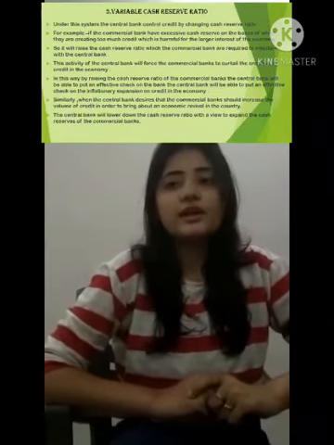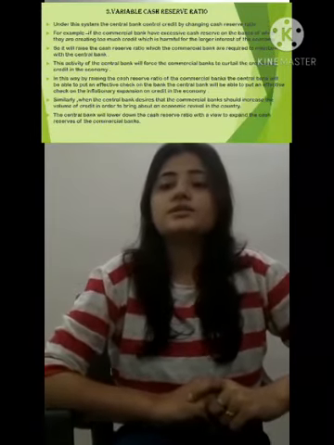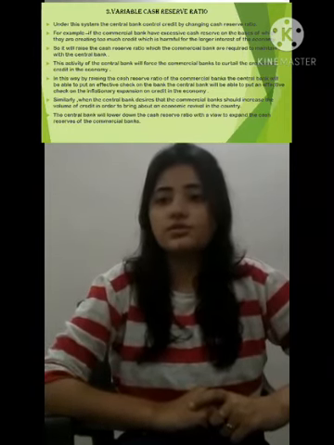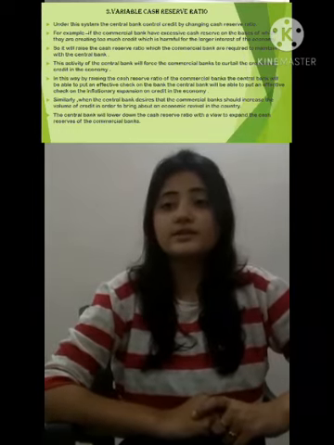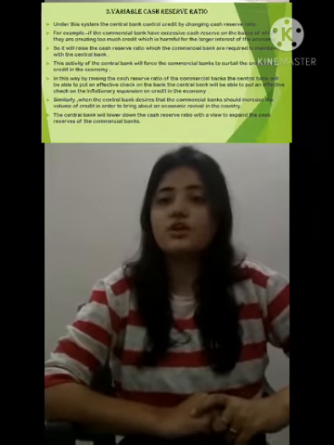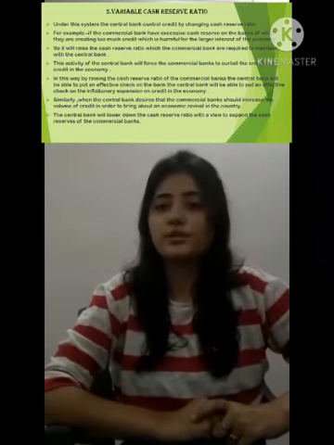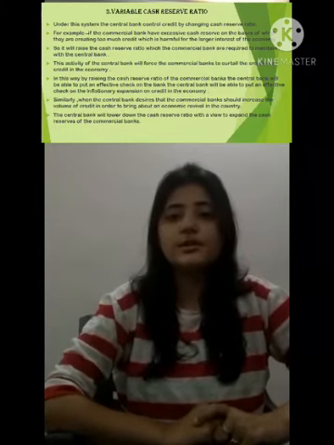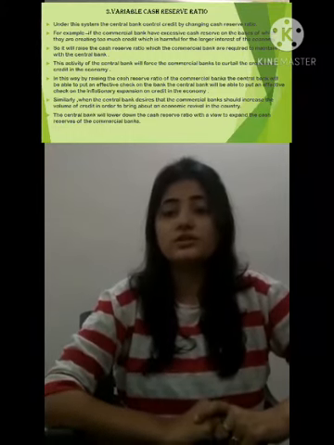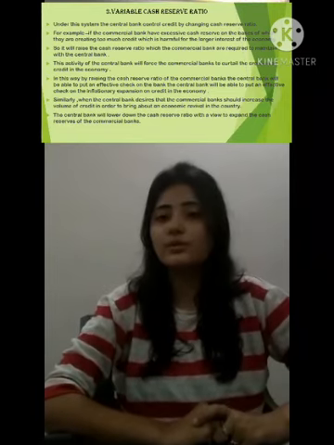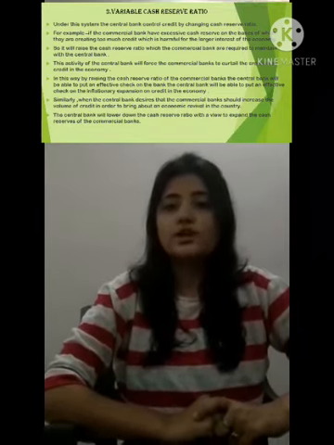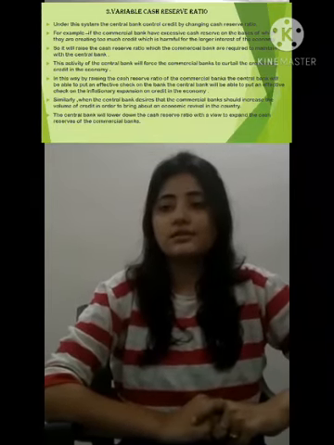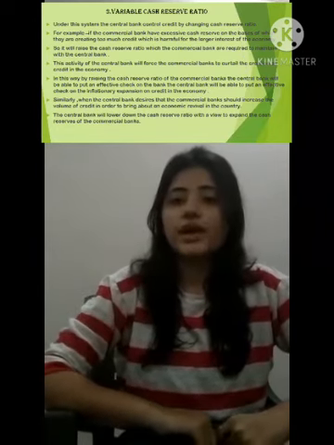Third, variable cash reserve ratio. Under this system, the central bank controls credit by changing the cash reserve ratio. For example, if the commercial banks have excessive cash reserves on the basis of which they are creating too much credit, which is harmful for the larger interest of the economy, the central bank will raise the cash reserve ratio which the commercial banks are required to maintain with the central bank. This activity of the central bank will force the commercial banks to curtail the creation of credit in the economy.